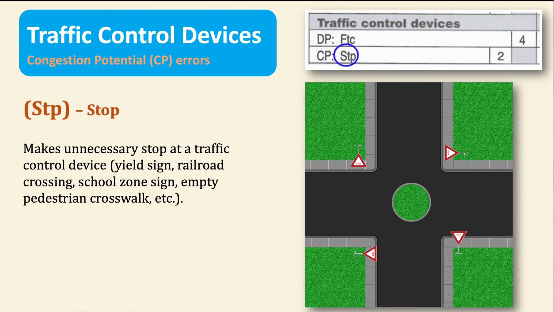The other penalty on traffic control device is pretty easy. If someone makes an unnecessary stop at a traffic control device, such as a yield sign, railroad crossing, school zone sign, empty pedestrian crosswalk, they come up and make a complete stop and it wasn't necessary, you score the STP. This one is fairly common because folks get confused by the yield sign. They think they have to make a complete stop. And you don't. You're only required to yield. At a stop sign, you're required to stop completely and then yield as required. But at a yield sign, you're just required to yield to everyone.